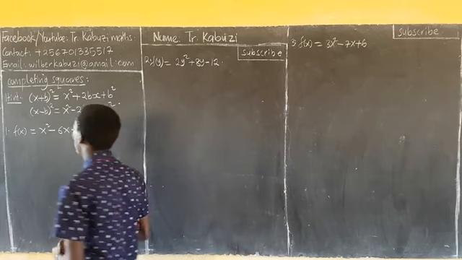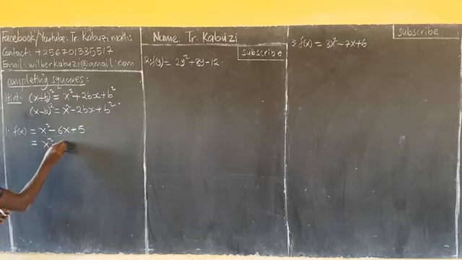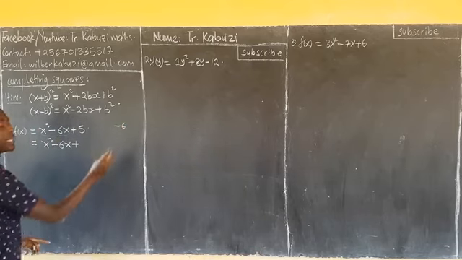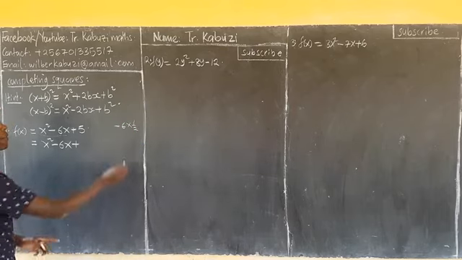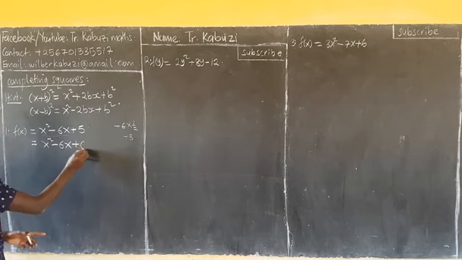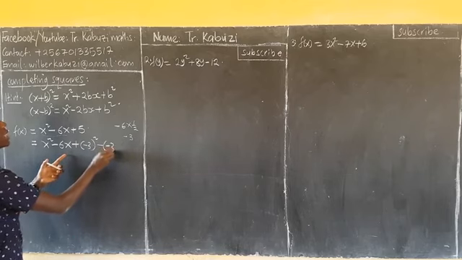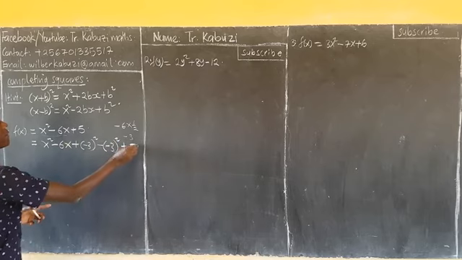completing squares. Now, all you do, this f of x is going to be, you start by writing the first part here as x squared minus 6x. Now, plus, you get the coefficient of x. The coefficient of x is negative 6. You multiply it by a half, you get negative 3. Now you add that negative 3 squared. Because it wasn't there, you remove it by subtracting the same thing, negative 3 squared. Then plus, you add our 5.